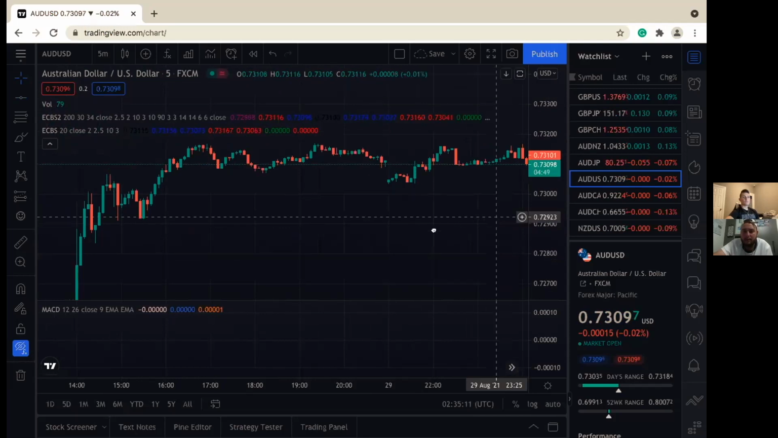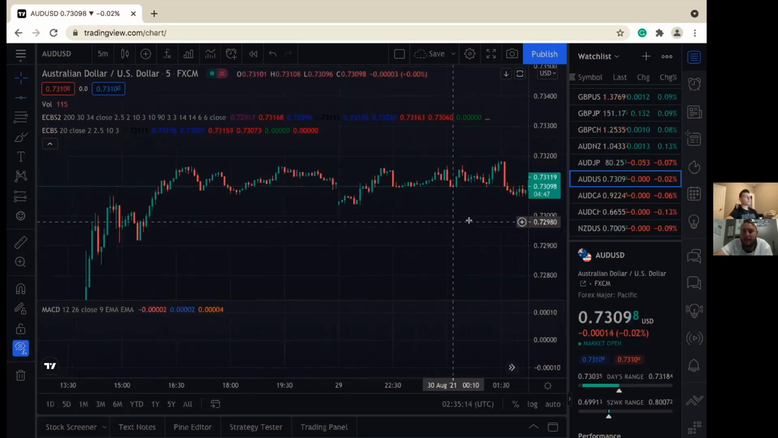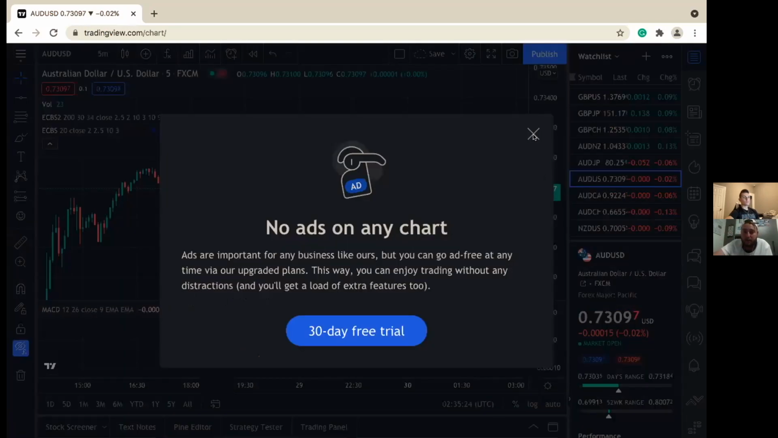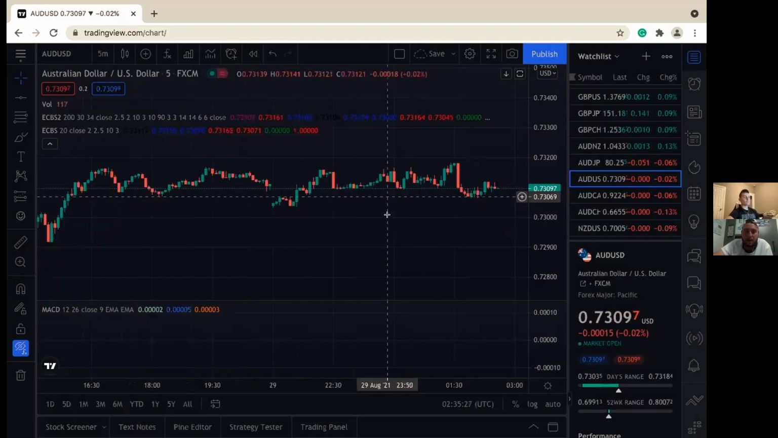I love trading with consolidation. My style of trading is consolidation. I like to play ping pong: whenever it touches my support, boom, whenever it touches my resistance. I prefer to trade with consolidation. So let's see what's going on in the market here.